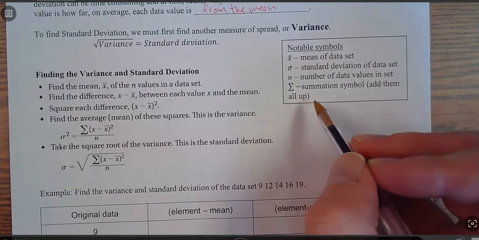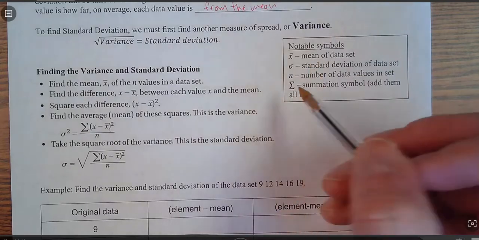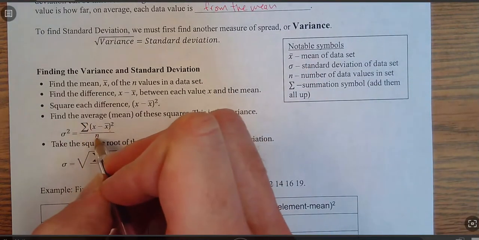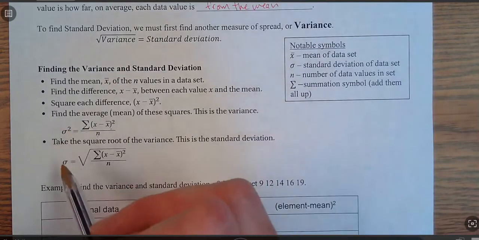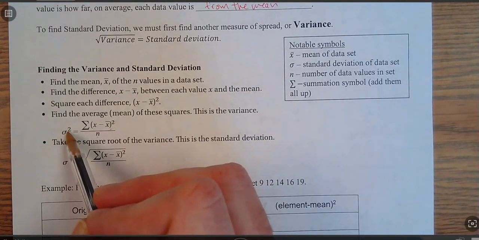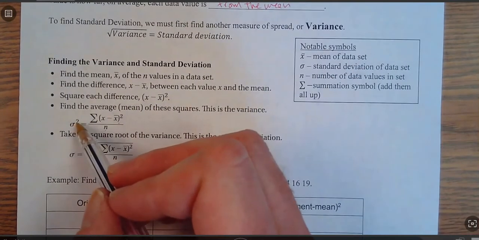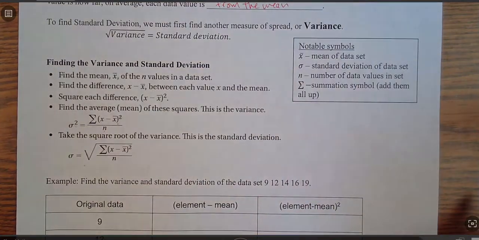That's new. Last year we had a whole unit on what's called series and sequences, and we would have used that a whole bunch, but that's a new thing. So this just means add them all up, divide by the number of numbers in the data. So n is the number of data values in the set. That's variance, which is sigma squared. This little sigma symbol is standard deviation. So when I square root all of that, I have my standard deviation.